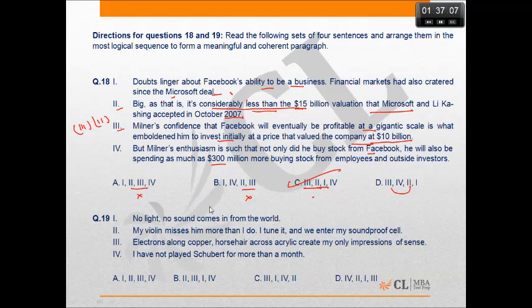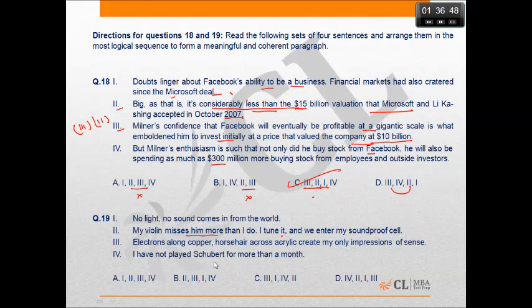Okay, question 19. No light, no sound comes in from the world. My violin misses him more than I do. I tune it and we enter my soundproof cell. Electrons along copper, horsehair along acrylic create my only impressions of sense.